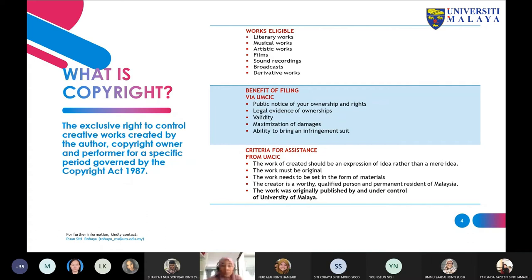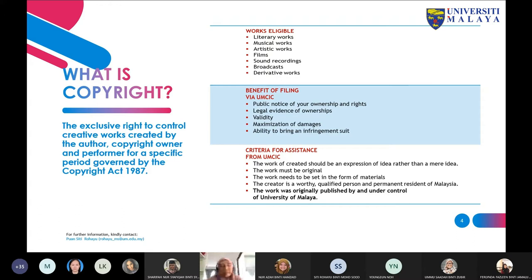So the criteria, there are four criteria, basically. The first is that it has to be original. But the original here is quite different from the meaning of novelty given to patents that some of you might be familiar with. That's the first requirement. The second is it has to be expressed, right? It has to be written down, recorded, or reduced to some material form.